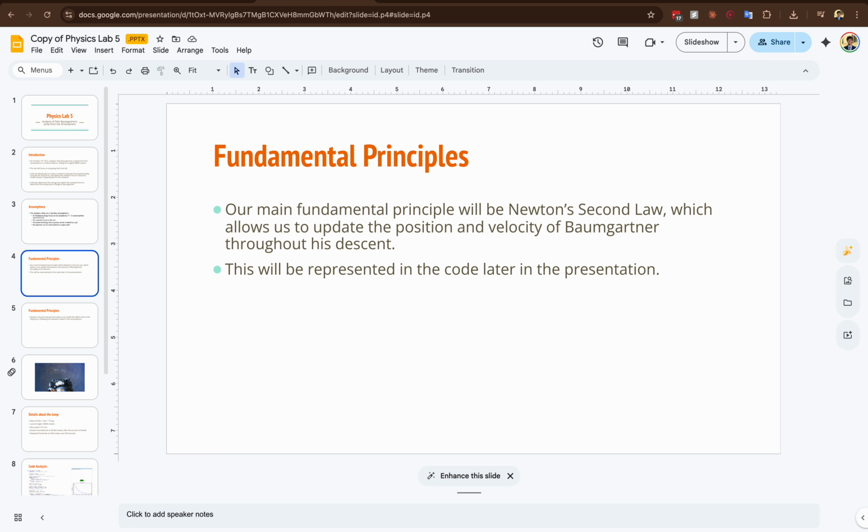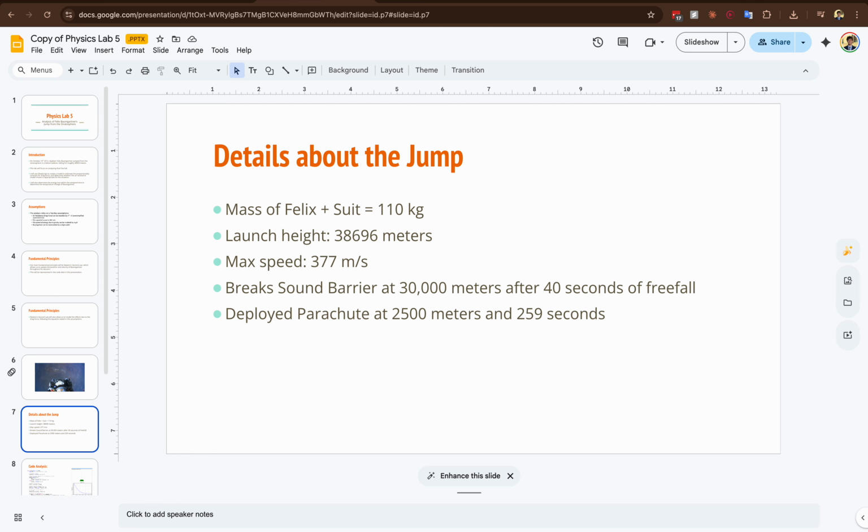You can see the photo of him going. But if you look at the actual telemetry data from his mission, it was called Stratos. The combined mass of Felix and his pressure suit was 110 kilograms, so that's a point mass. He stepped out of the capsule at a launch height of 38,696 meters, and during freefall he reached a maximum velocity of 377 meters per second. He broke the sound barrier at around 30,000 meters and after 40 seconds. He stayed in freefall until he deployed his parachute at around 2,500 meters, 259 seconds after his launch.